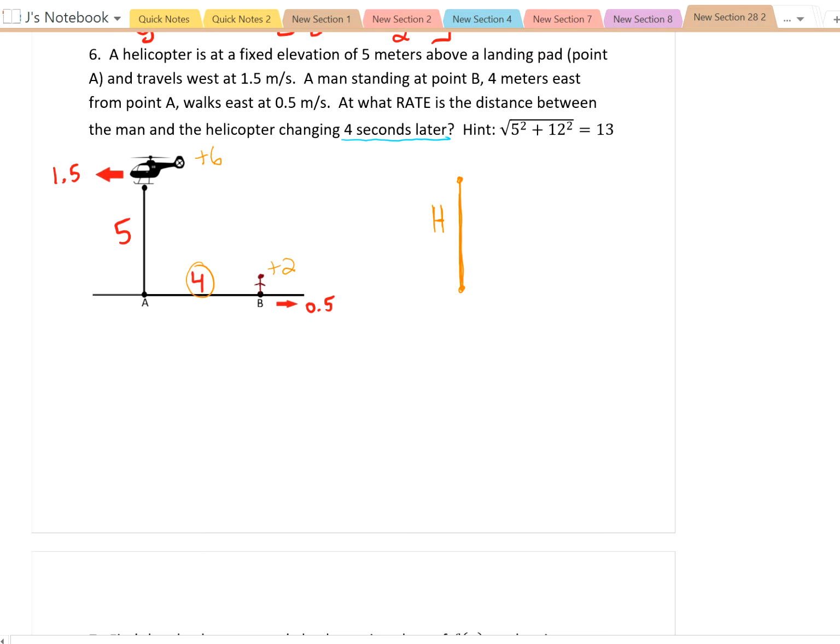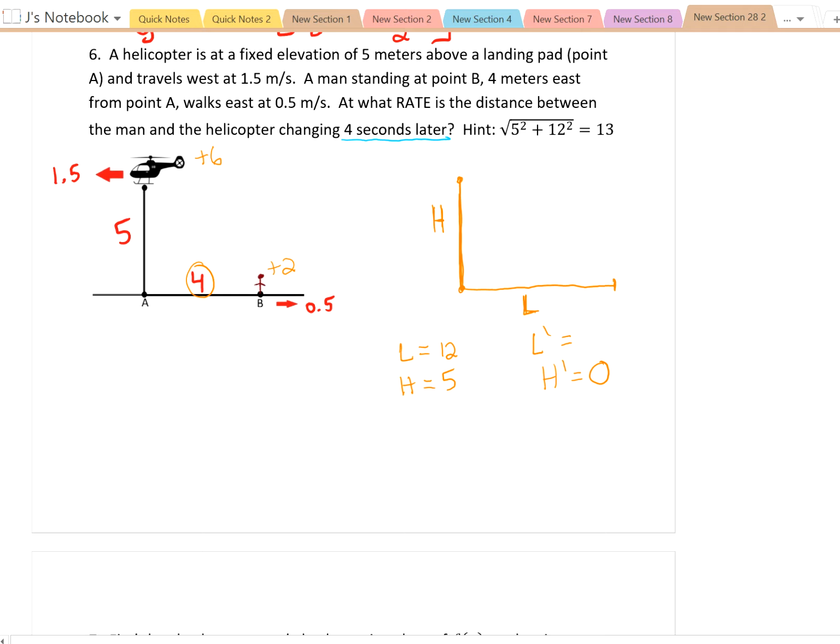So we started with 4. We're adding 6 on the left side, 2 on the right side. That's going to give us a total horizontal distance of 12. I'll call that L. So at this instant, L is equal to 12. h is equal to 5. Also, h prime, the rate of change of the height, is 0. What's L prime, the rate of change of the length of this shape?